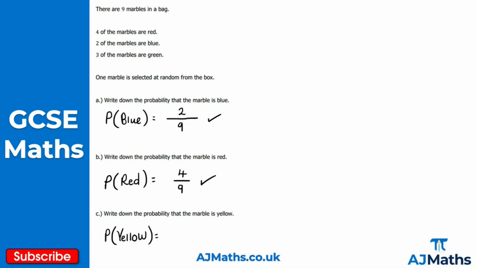If you put your hand in the bag and pull out any marble, we'll never get a yellow marble. So in that case, we've got 0 possible choices out of 9. And 0 over 9 is the same as 0. Okay, so the probability of getting a yellow marble would be 0. It's impossible. Okay, and that's our solution to part C.